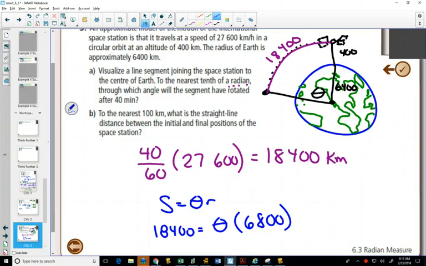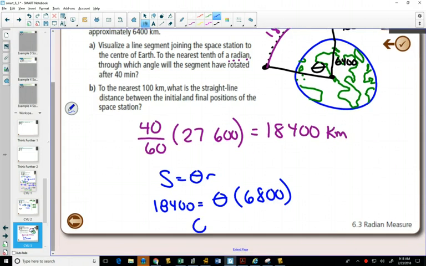If we divide both sides by 6,800, to the nearest tenth of a radian, we get that our angle is 2.7 radians.